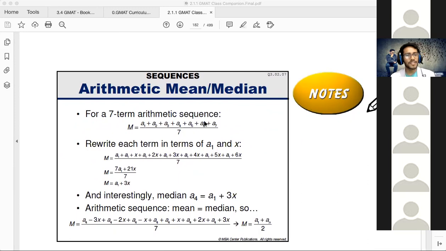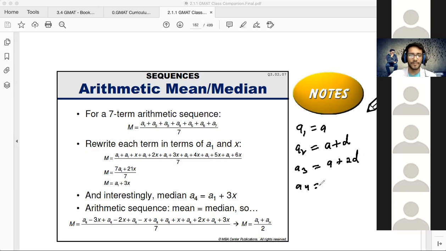What is this? For a 7-term arithmetic sequence, rewrite each term in terms of A1 and X. Okay, so A1 plus 3X. Okay, 7-term arithmetic sequence, so A1 is A. A2 is my second term, so A2 is A plus (N minus 1) into D, so A plus D. A3 is A plus (3 minus 1) into D, so A plus 2D. A4 is A plus 3D. A5 is A plus 4D. A6 is A plus 5D. And A7 is A plus 6D.